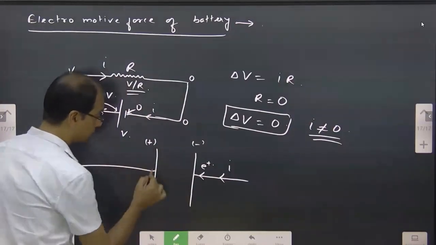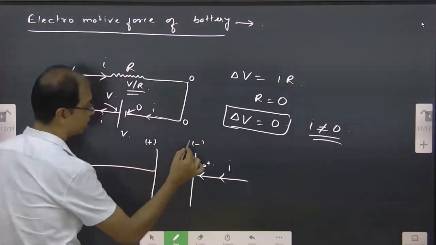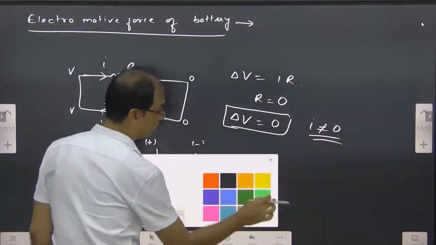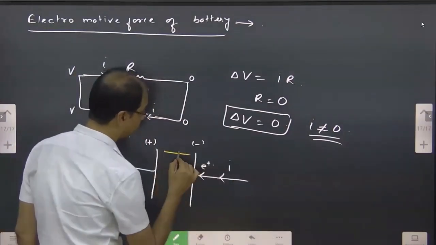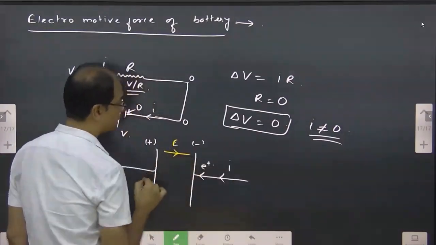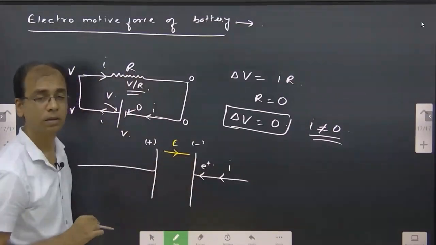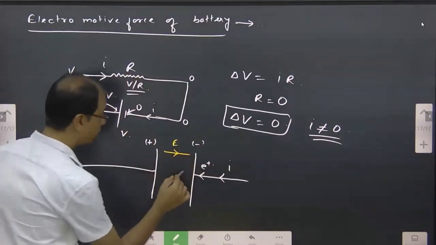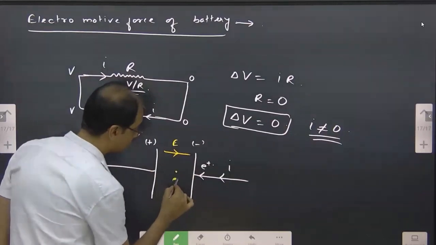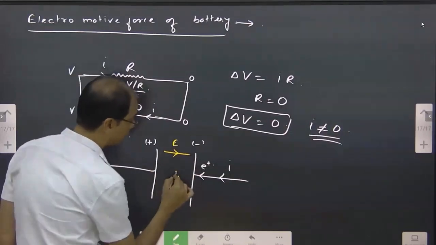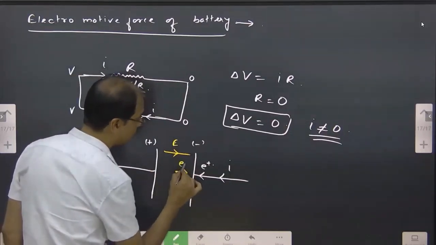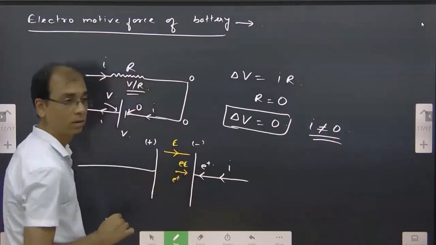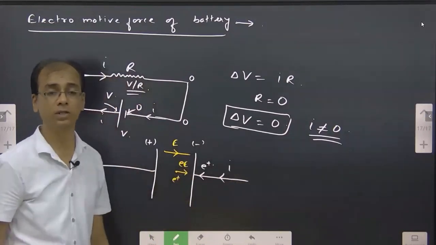Then what? If this is a battery, we know that this is positive terminal, this is negative terminal. So there will be electric field in this, and this electric field is always from positive terminal to negative terminal. Like this will be electric field. So if this positron is here, on this positron there will be force acting in this direction. It will be eE, that will be force due to electric field. Because on positive charge, it will be in the direction of electric field.